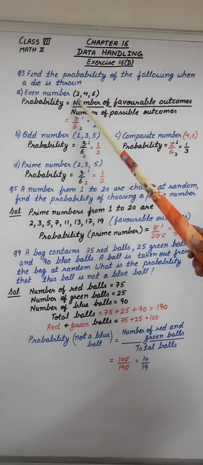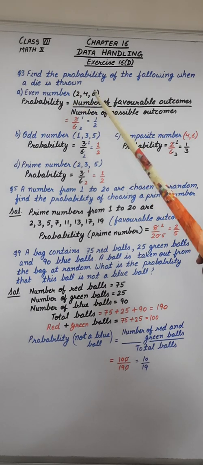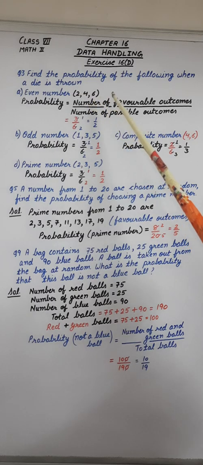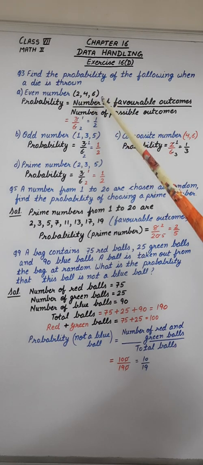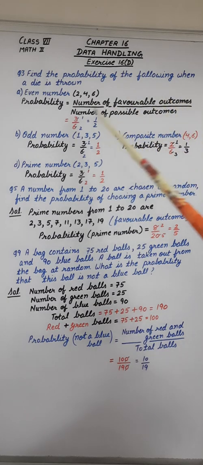First is even number. Now, as we know, in a dice there are in all 6 numbers: 1, 2, 3, 4, 5, 6. Now, out of those 6 numbers, 3 numbers are even: 2, 4 and 6. So, the probability formula is number of favorable outcomes upon number of possible outcomes.